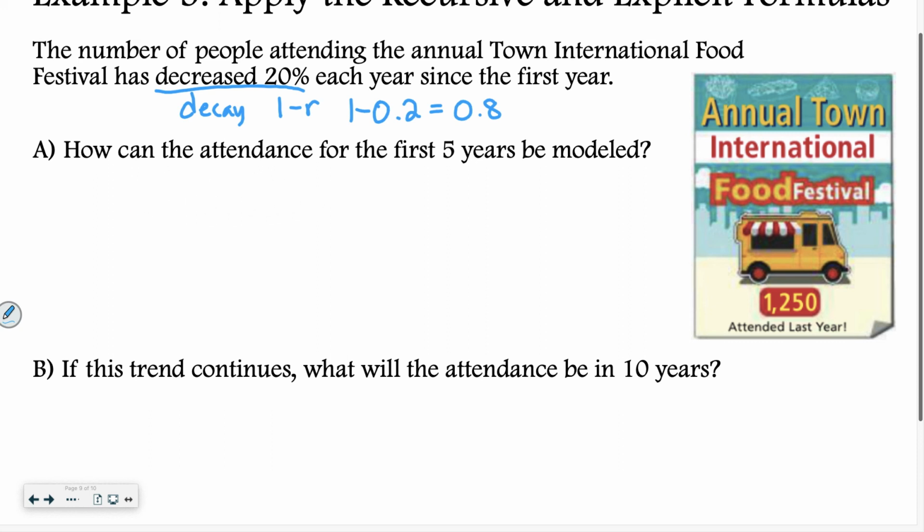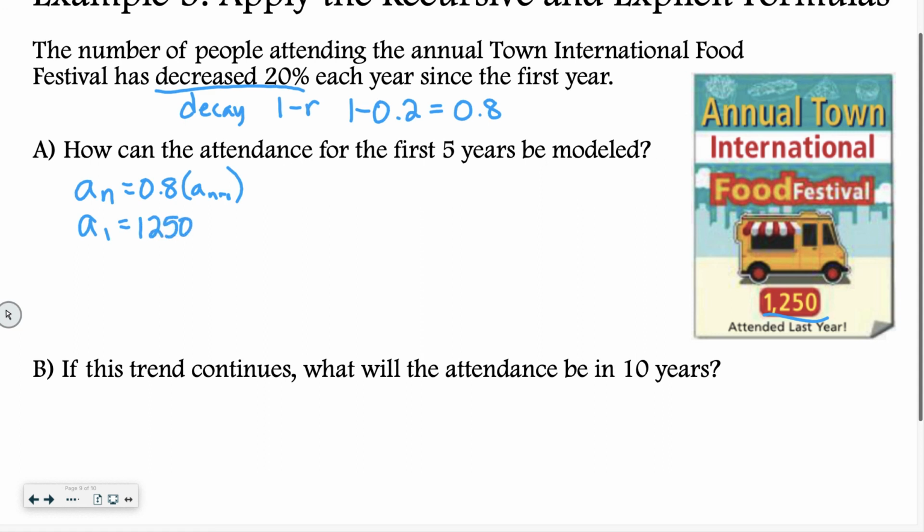Actually, pause. I'm going to show you both the recursive and the explicit. So recursive would be a of n equals 0.8, because that's my rate of change, times whatever my previous term is. So a of n minus 1. And my first term is 1,250 because the poster tells me how many people attended.